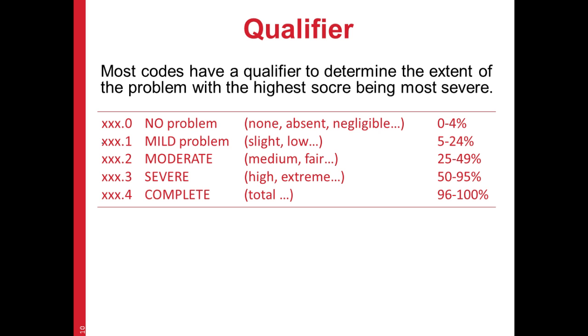In order to describe the level of the problem, each code requires a qualifier. These are listed here from no problem, which scores a 0, to complete problem, which scores a 4. The percentage values on the right-hand side are only supposed to be indicative, and the same qualifiers are used for all levels of the classification system. Thus, no problem is between 0 and 5%, whereas a mild problem is between 5 and 24%.